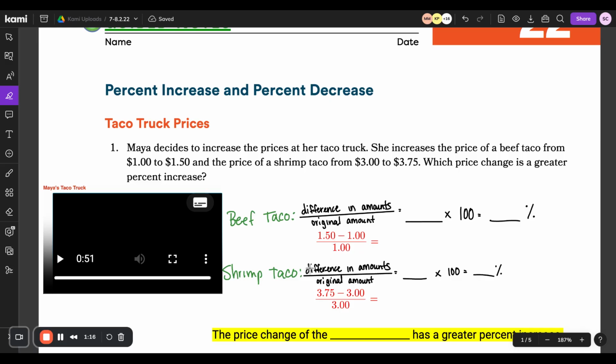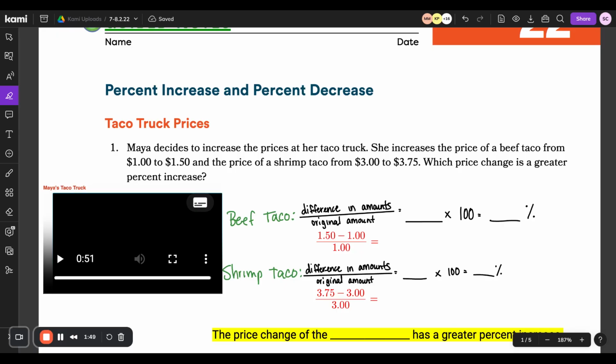The start of these two equations are set up for you so that you don't get a negative number. I always take the biggest number, start with it, and then subtract the smallest number. That way you don't get a negative number or a negative percent. The only part you want to be careful of is making sure that your original amount is the amount that you started with, the amount you had before the increase or before the decrease. That should always be your denominator.